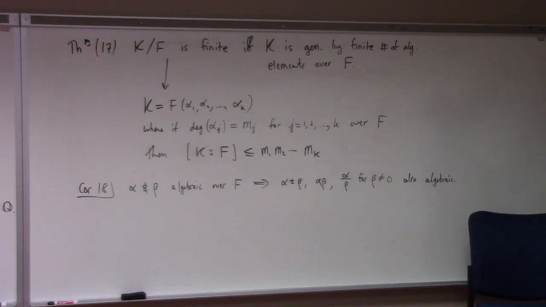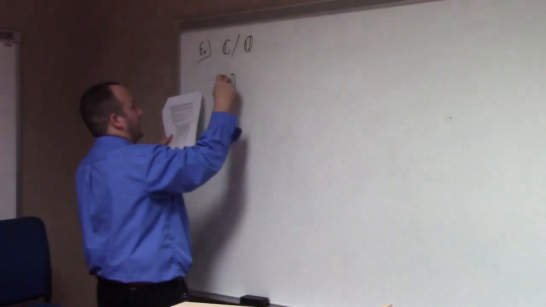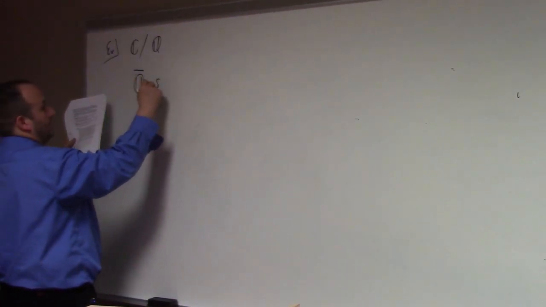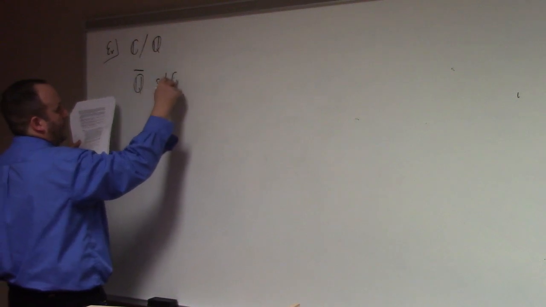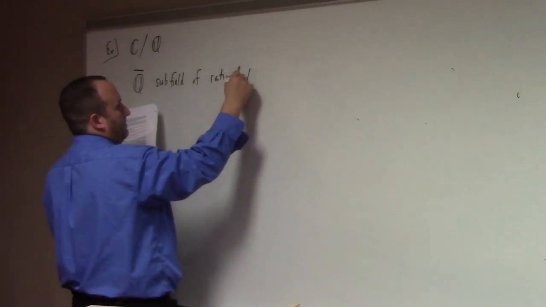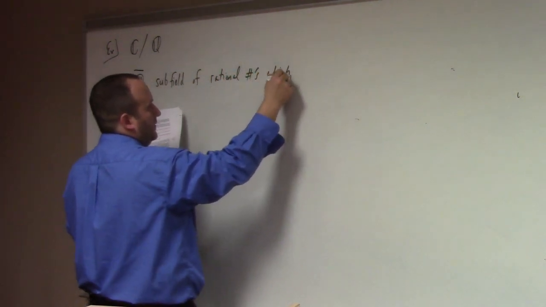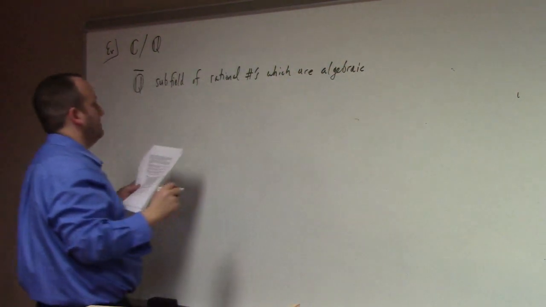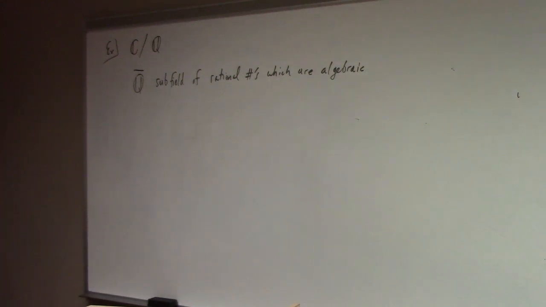So if we consider the complex numbers over the rationals, all right? You can let Q bar denote the subfield of rational numbers which are algebraic. All right? These are the so-called algebraic numbers. How big is this subfield? Why is it a subfield?